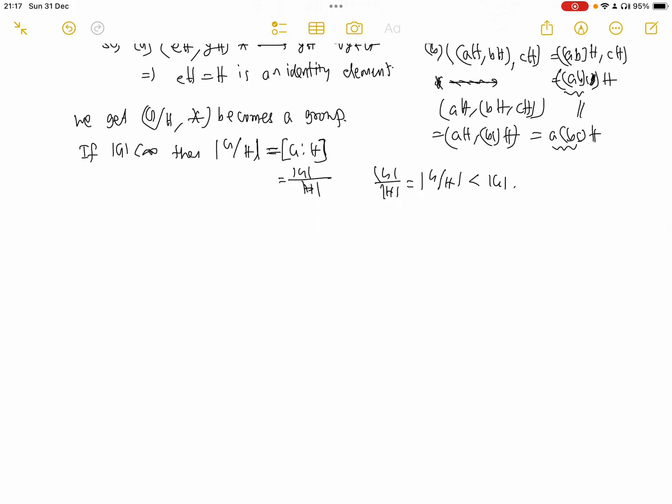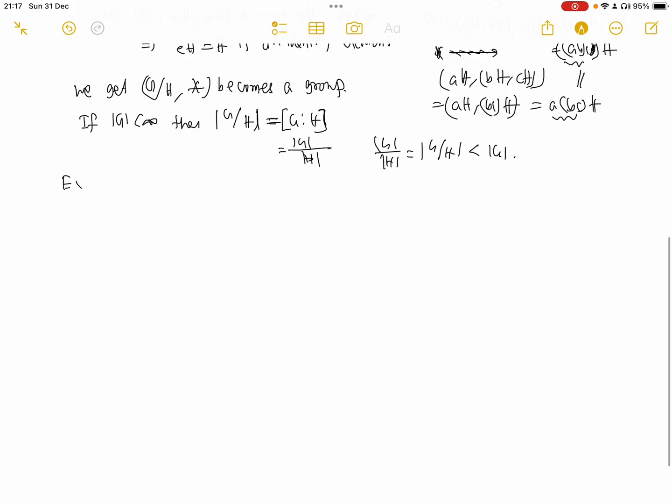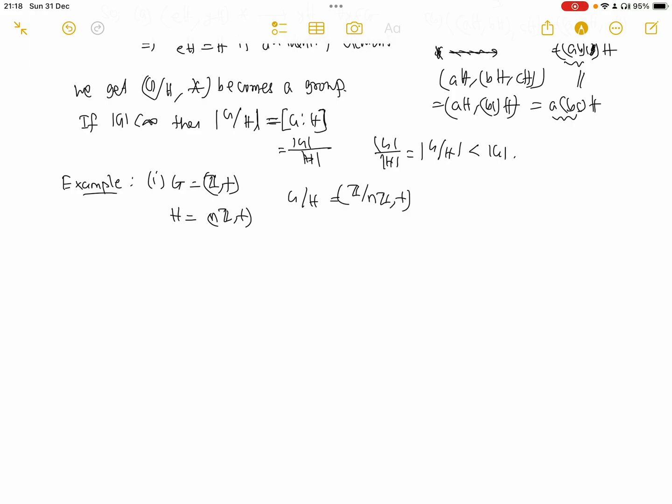So now I can talk about those applications. So let's see. Maybe for example, one group we have already seen: if you take G to be the infinite cyclic group Z and H to be generated by any element nZ, then this quotient we have seen already is just Z mod nZ. This is a cyclic group of order n. So whenever you have a normal subgroup, you can talk about the quotient.